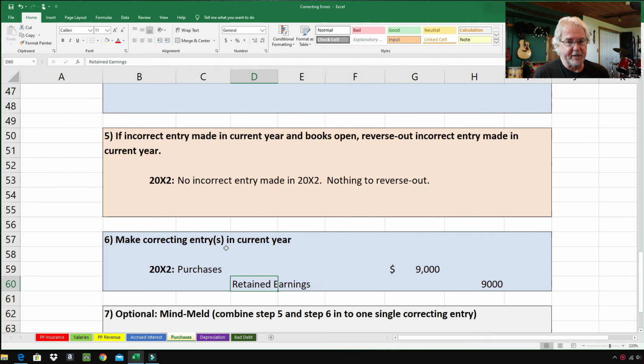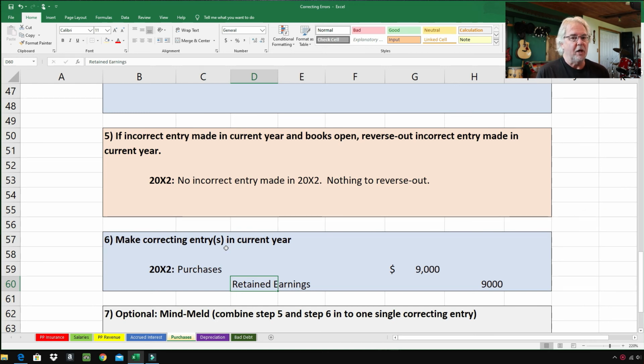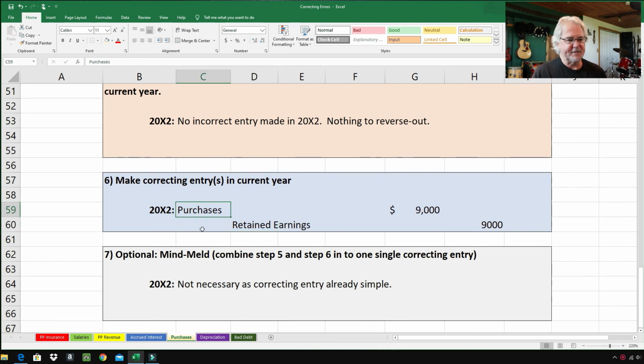So our only choice, our very best friend when we're doing correcting entries, is retained earnings. And this is appropriate because the profit for 2001 was understated. So let's bring up that retained earnings to the proper amount. So there's a couple of reasons why this works. So debit purchases, credit retained earnings, and that will fix it. I've got an optional 7th step, but it's not useful this time because the entry in step number 6 is as simple as it gets, and it'll also match what your textbook says too.